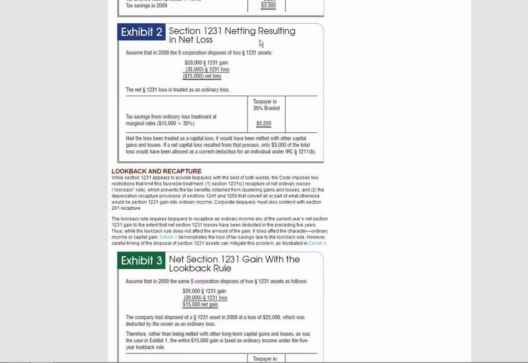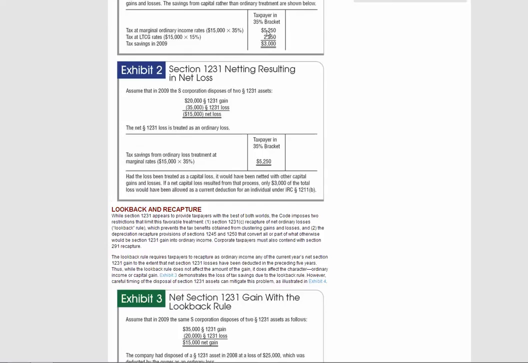Number 2, this is our net loss. So here we have a net loss. You get to deduct the whole 35%. So he got a $5,250 deduction for this. So if you see up here, if he would have had to do it at the 15%, he would have only gotten $2,250.